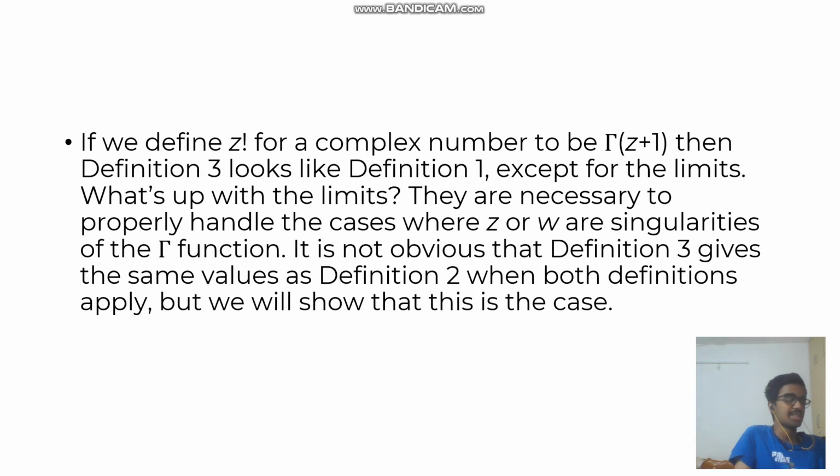If we define z factorial for a complex number to be Γ(z plus 1), then definition 3 looks like definition 1, except for the limits. What's up with the limits? They are necessary to properly handle the cases where z or w are singularities of the gamma function. It is not obvious that definition 3 gives the same values as definition 2 when both definitions apply, but we will show that this is the case.